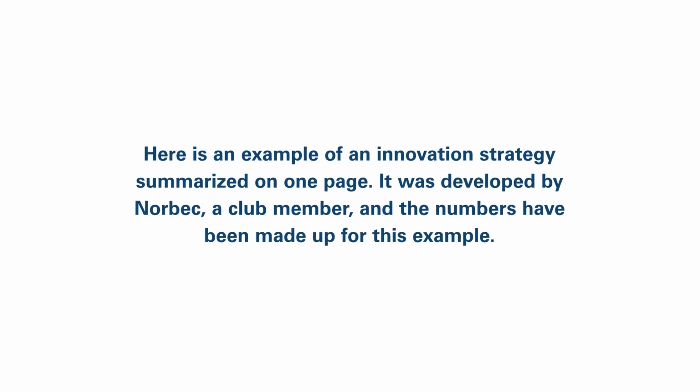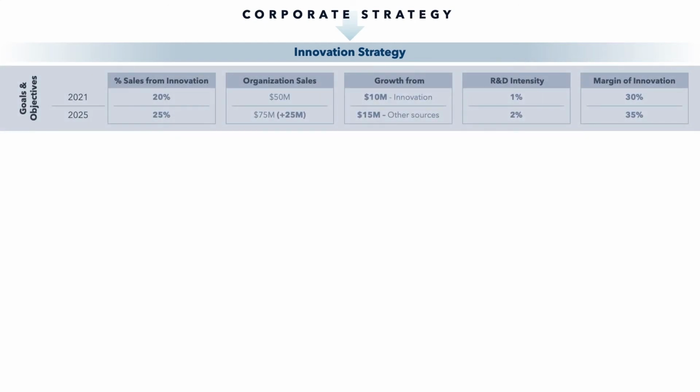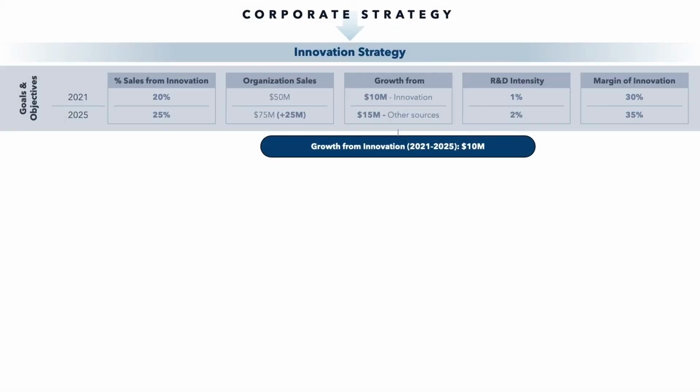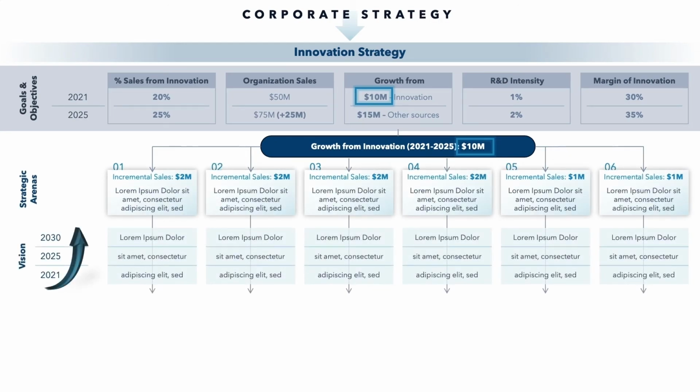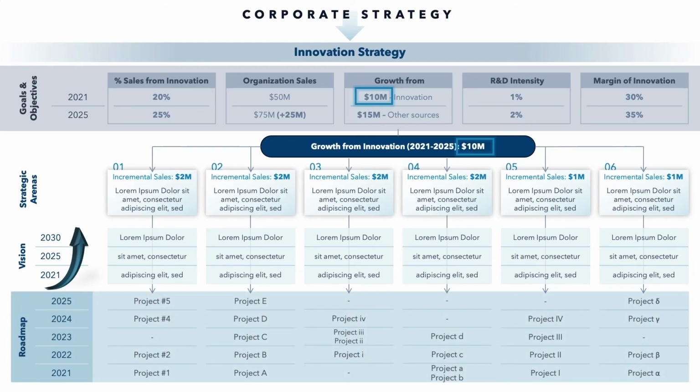Here is an example of an innovation strategy summarized on one page. It was developed by Norbeck, a club member, and the numbers have been made up for this example. Various goals and objectives are quantified, which will be explained in detail in the Goals and Objectives module. It's expected that innovations from 2021 through 2025 will generate $10 million in incremental sales. Six strategic arenas are briefly described with their contribution to the incremental sales objective. The vision is summarized for each strategic arena, and the roadmap is briefly presented with the main projects to be pursued in coming years.